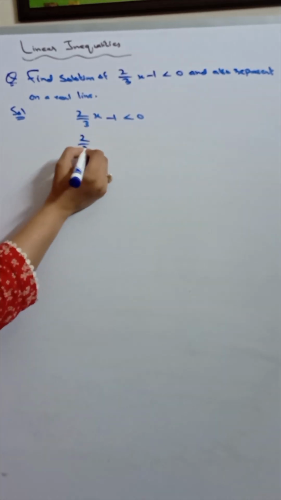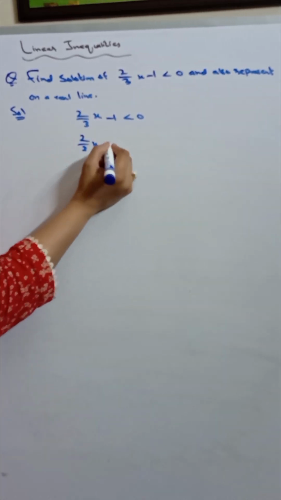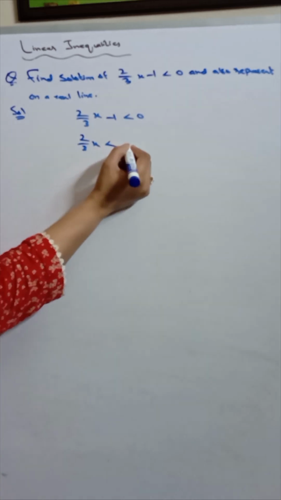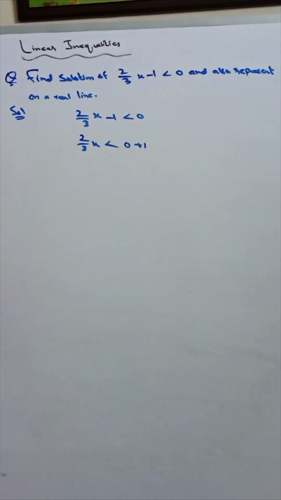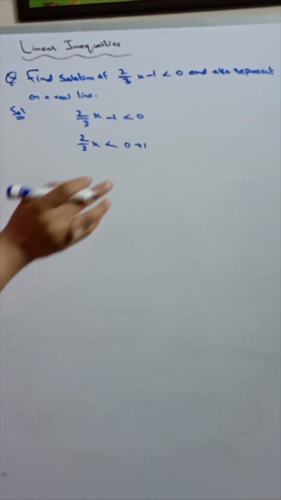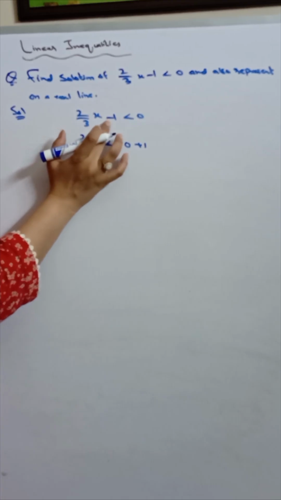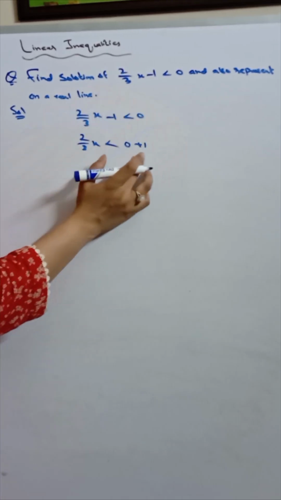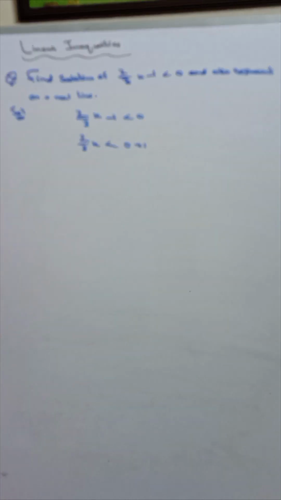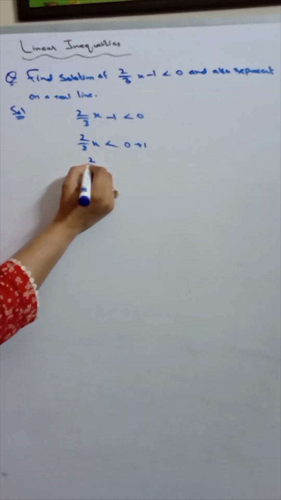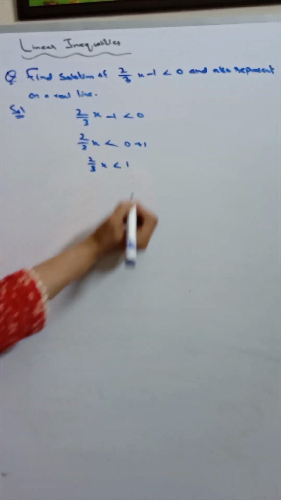Next step: 2/3 x will remain the same, the less than sign will remain the same, and 0 plus 1. Any confusion? Just solve it like a normal linear equation. Forget about the sign. So this minus 1 is being separated here, and in the next step it will be added on the other side. So 2/3 x less than 1.